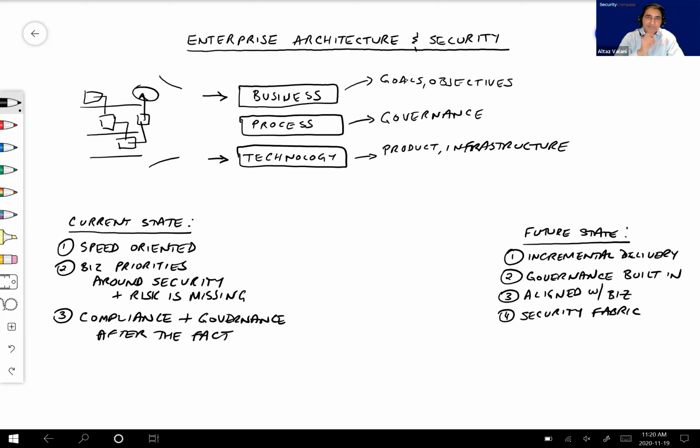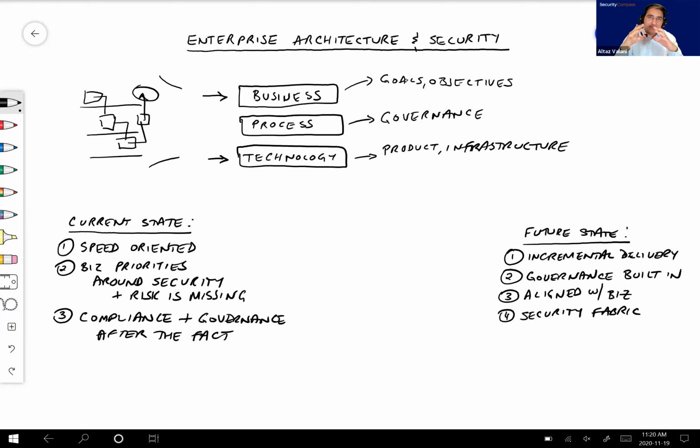Interesting. Yeah. So let me pick on that a little bit. We know that our current state is speed oriented. We talked about certain business priorities around security and risk that are missing. Compliance and governance is done after the fact. And we want to move to a model where this is being done incrementally, aligned with the business. We have a security and compliance fabric built into this.